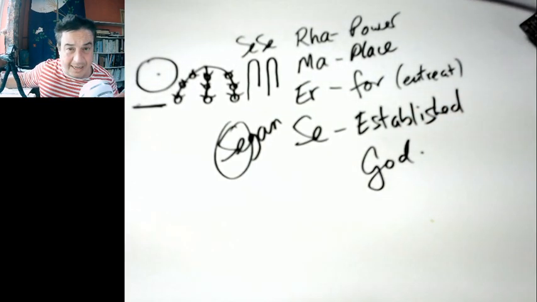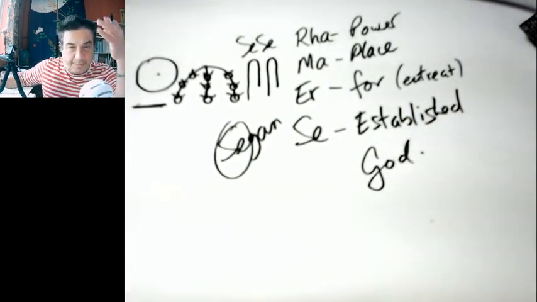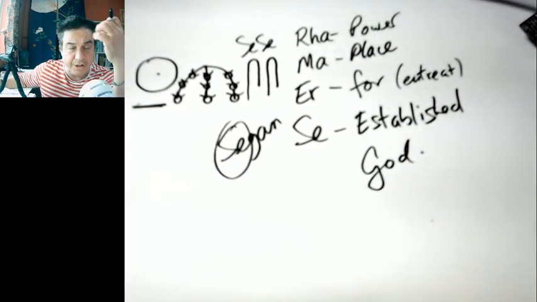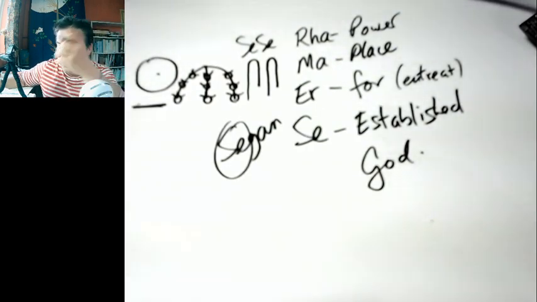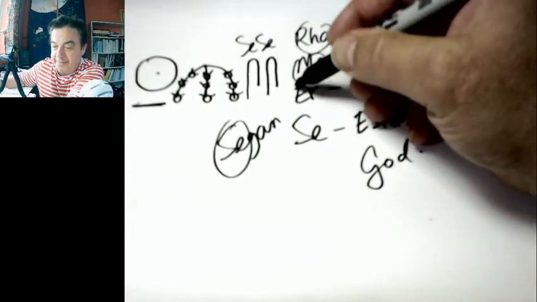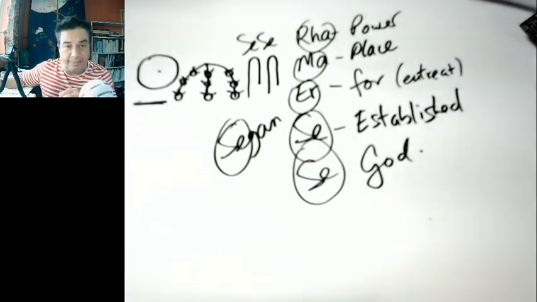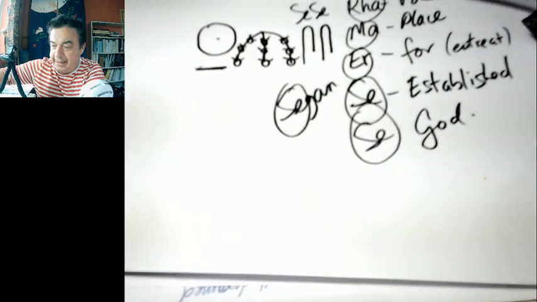So Ramasses, when you're talking about Egypt, he's the power of this place. And then for this, established God. Okay, this is what he's, Ramesses. And then you read the first part, that's how you say it, Ramasses. Okay.